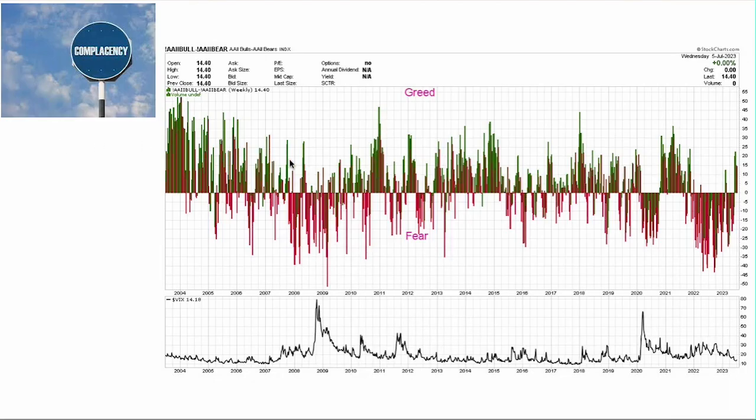Wanted to mention sentiment real quick. This is that AAII survey. Now, this is a short-term reading because it's updated every week. This is a short-term reading of sentiment, positive, negative.